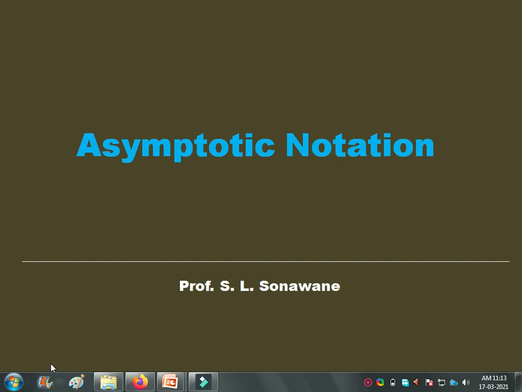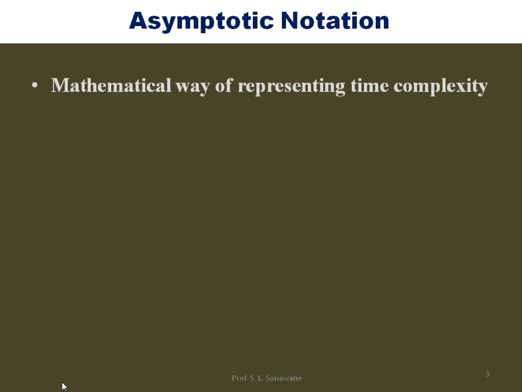When we have to analyze an algorithm on various parameters, in that case we have to find out its time complexity. To represent the time complexity, we have asymptotic notations. So in simple words, what are asymptotic notations? Asymptotic notation is a mathematical way of representing time complexity.